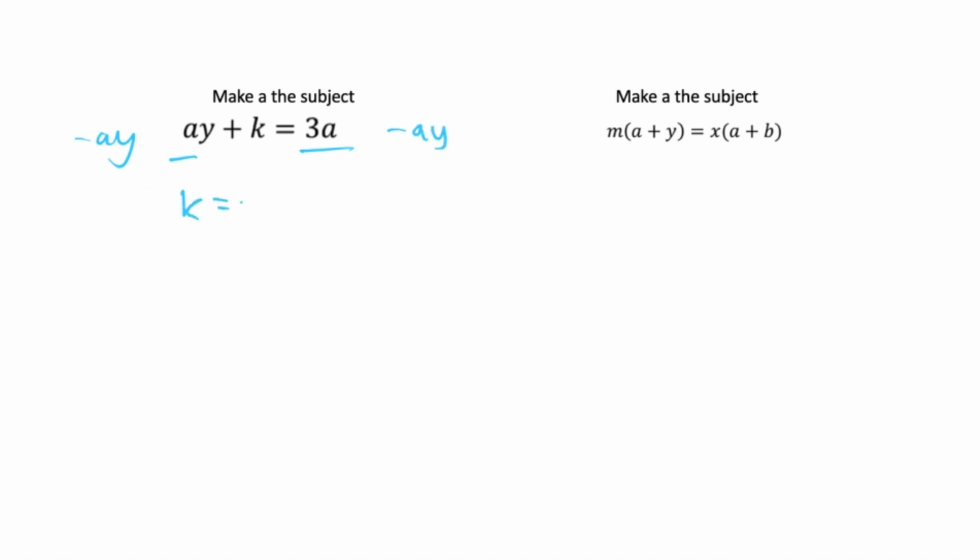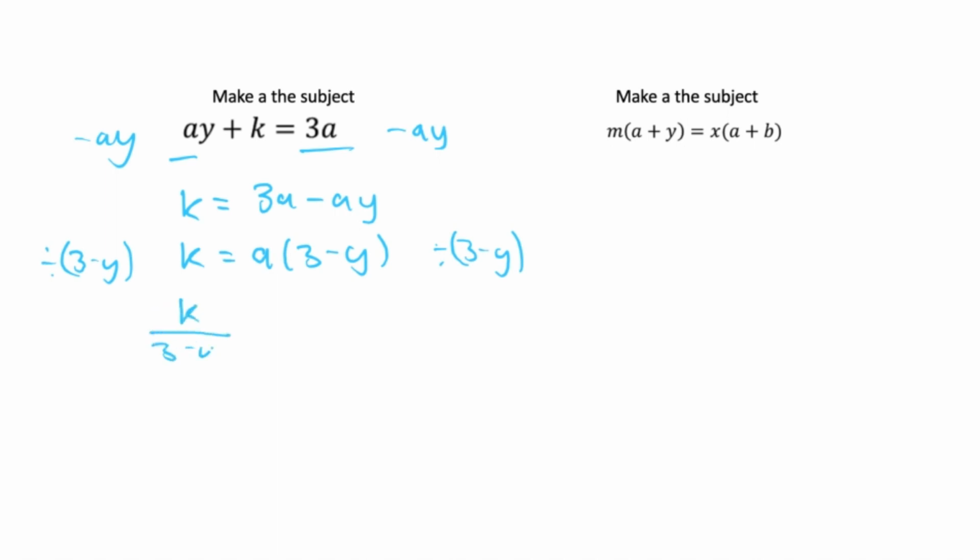So then that will leave you with k equals 3a minus ay. And now we factorize. You have a as a common factor. So you take a out, 3 minus y. And then you divide both sides by 3 minus y. So basically, then it becomes k over 3 minus y equals a. So a is k over 3 minus y.